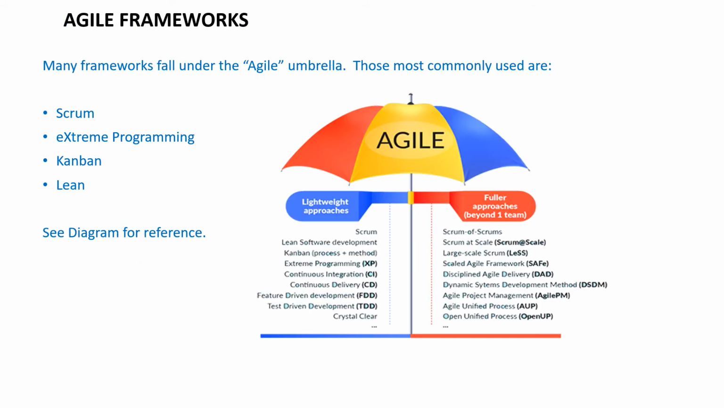So Agile frameworks: there are many frameworks which fall under the Agile umbrella. The most commonly used are Scrum, Extreme Programming, Kanban, Lean. If you see in the diagram, they're lightweight approaches where only one team is involved, and on the other side you have fuller approaches where more than one team works together. So you have Scrum in the lightweight approaches. On the other side you have Scrum of Scrums, where multiple teams work together. That Scrum daily meeting is called Scrum of Scrums.